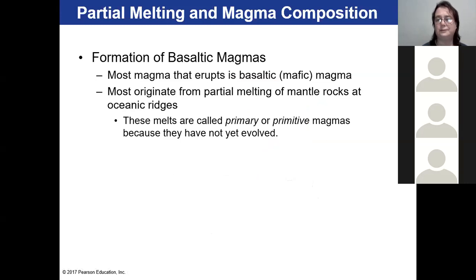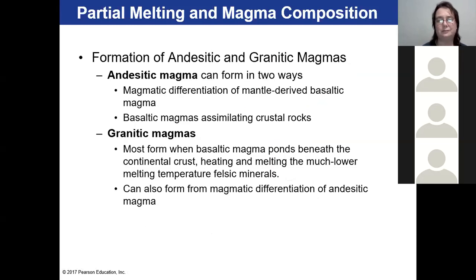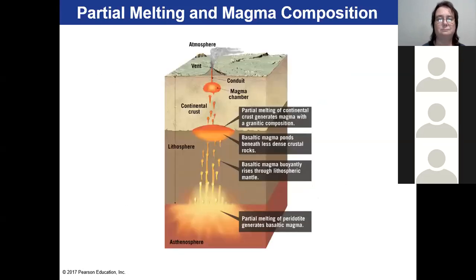Yeah, basalt is the first type of magma to form under the crust. So most of what erupts is called basalt. And then you get magmatic differentiation to form andesite and granite. So like I said before, we get some partial melting at the base of the crust, or also the base of the lithosphere.